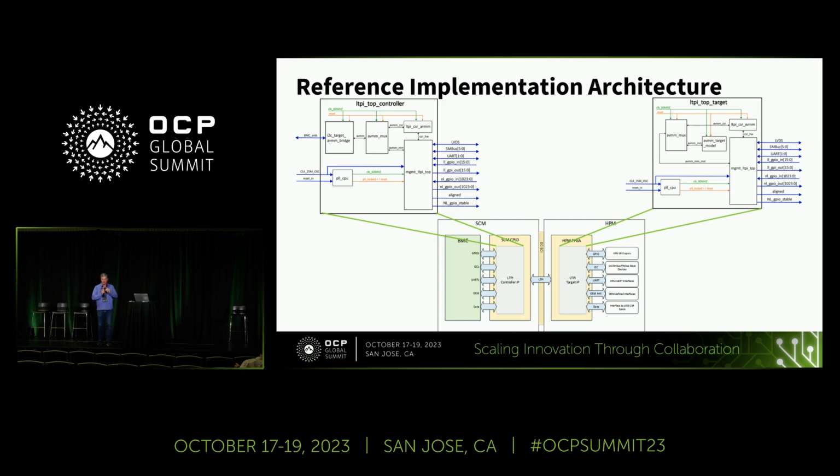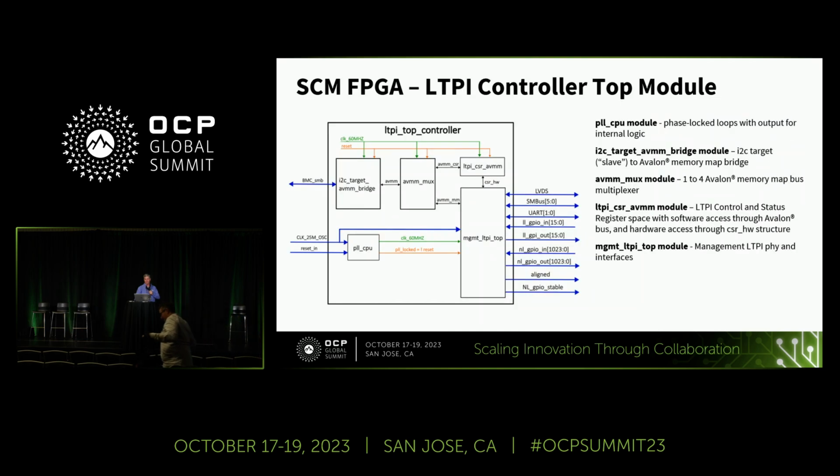So yeah, actually I can go to the next slide because there's some detail on each of those. Okay. So the LTPI top controller module instantiates a PLL. The main difference between the controller and the target is the I2C target. So the BMC over I2C will talk to the SCM FPGA through that interface. That traffic comes out as Avalon memory map traffic and is routed to a MUX.